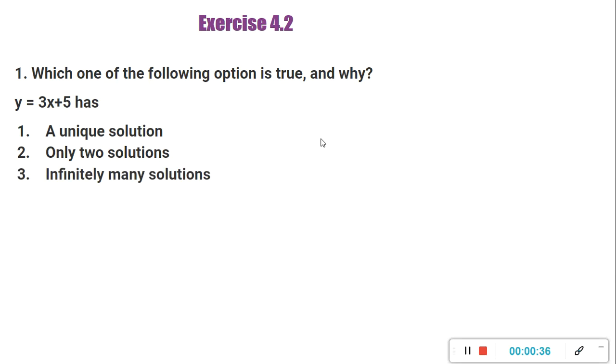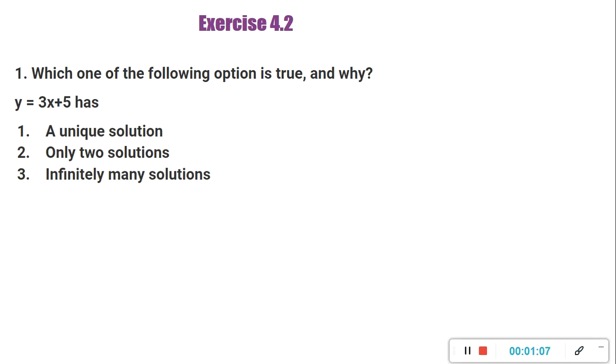Here in the question you can see that y is equal to 3x plus 5 has two variables, right? We can write it in the form of ax plus by plus c is equal to 0 also. That means it is a linear equation in two variables. So we know that a linear equation in one variable has only one unique solution. But a linear equation in two variables has infinitely many solutions. Multiple solutions are there. Right?